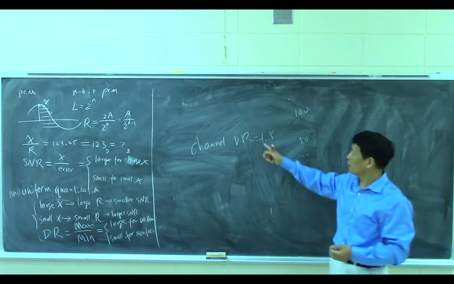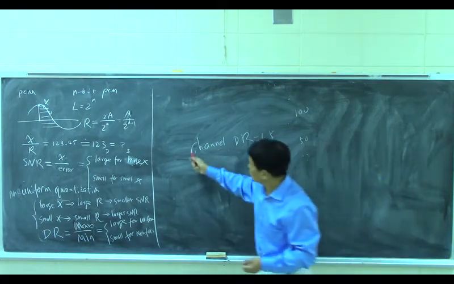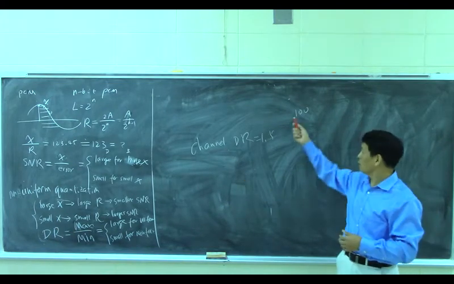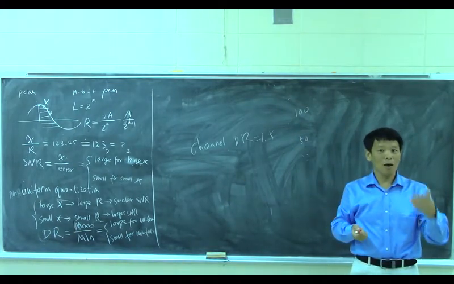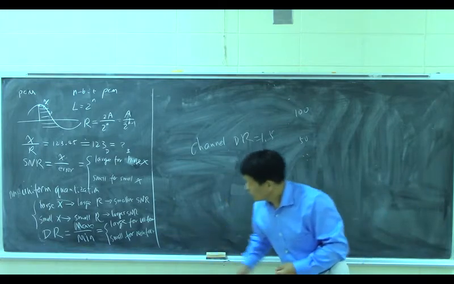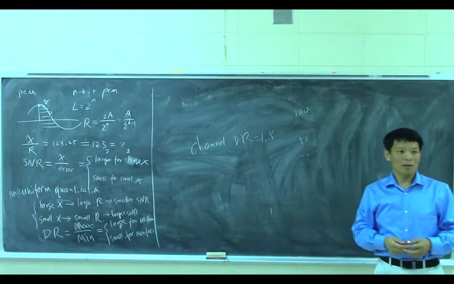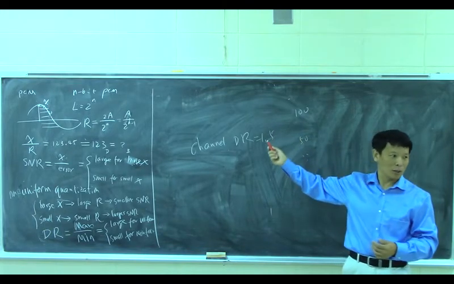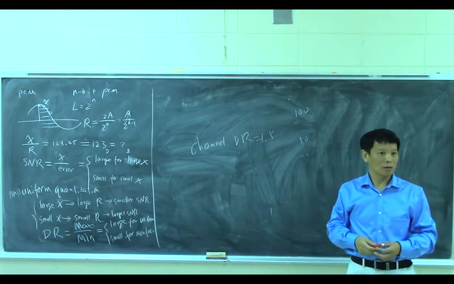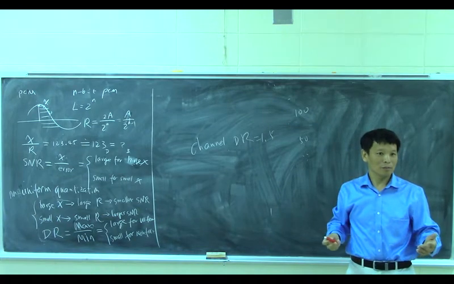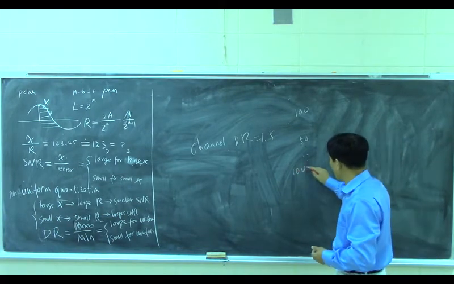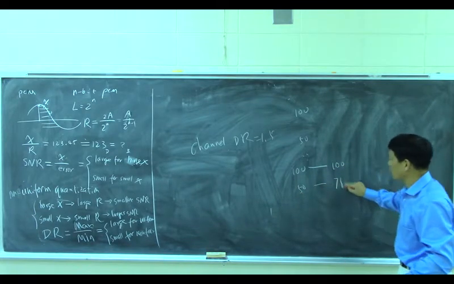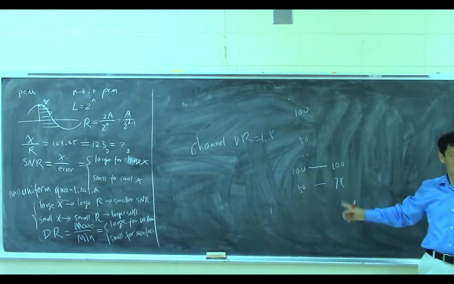Suppose the channel is only 1.5. Then we cannot transmit the raw data, because the dynamic range equals 2. But after the compression, or non-uniform quantization, the dynamic range will be reduced to 1.3. Then we can perfectly transmit them with this channel. Does that make sense? But as we said, you have 100, you have 50, this one converted to 100, this one converted into 75.